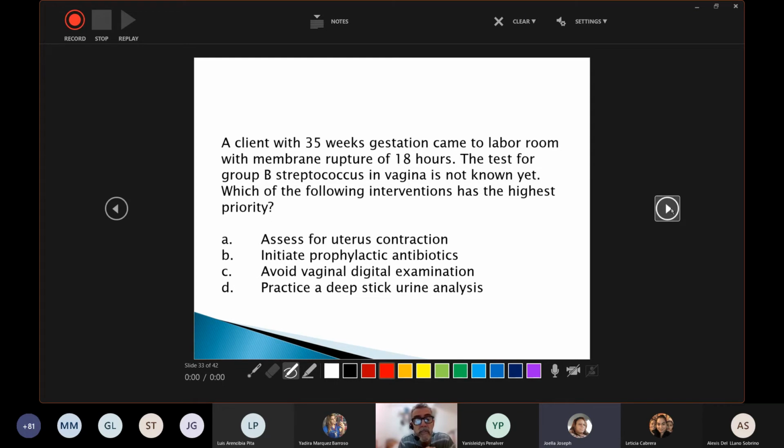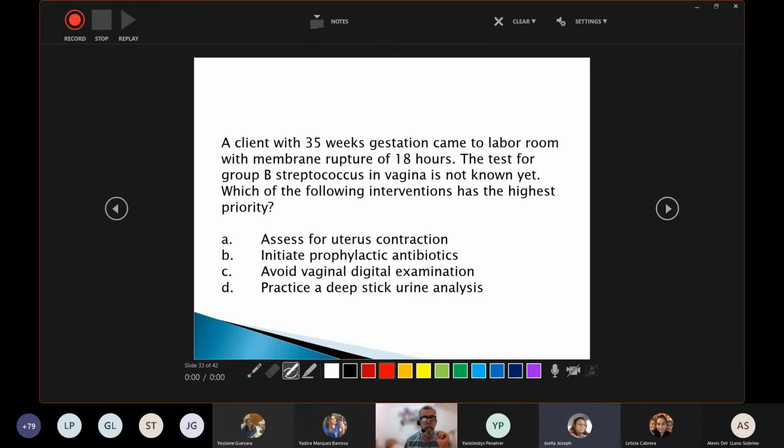Assess for uterus contraction, initiate prophylactic antibiotics, avoid vaginal digital examination, practice a dipstick urine analysis. What do you think, from the point of view of nursing, because it's a nursing question, is the highest priority for the nurse? A. Start the prophylactic antibiotics. B. Avoid vaginal digital examination.